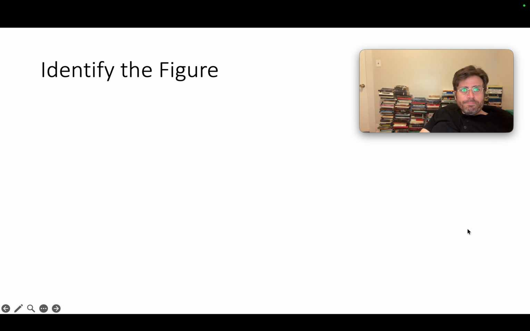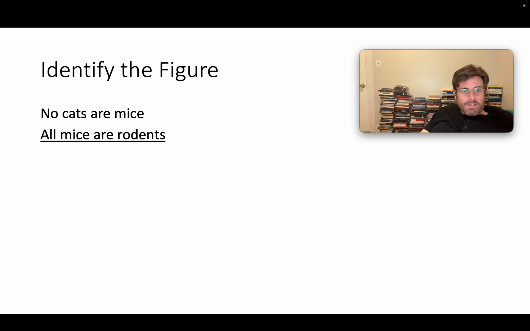Okay? So try to identify the figure of this example. If we begin with this major premise, no cats are mice, and then we have a minor premise, all mice are rodents, and then we have a conclusion, no cats are rodents. What is the figure of this syllogism? Remember, we're looking for the arrangement of the middle term, and there's no harm in checking back on page 237 to look at the figure.